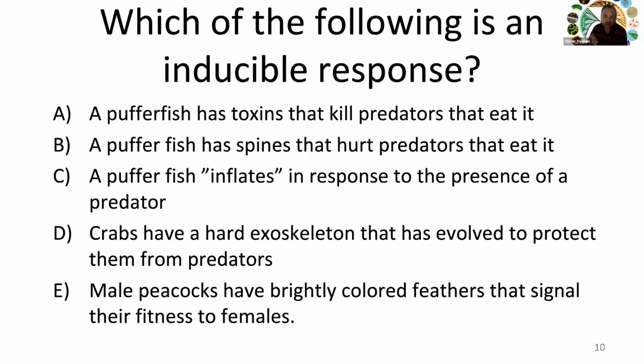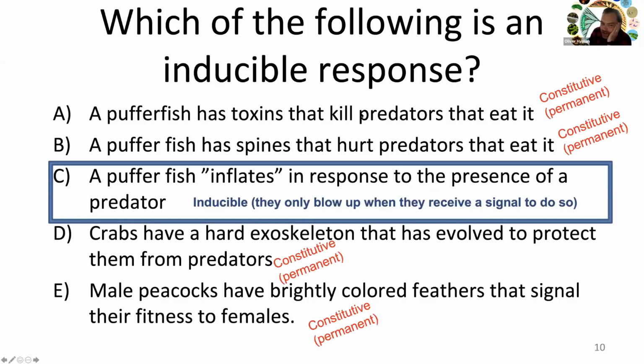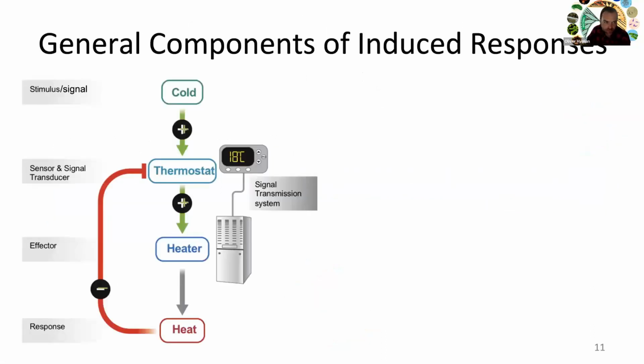Okay, so let's try a poll question. And C is in fact the correct answer. So a pufferfish inflating in response to the presence of a predator. This is inducible. So basically they receive a light signal, they see the organism, and then they puff up in response to the presence of that predator. Whereas all the rest of these are examples of constitutive or permanent responses. They're permanent traits that have evolved over many, many generations. All right, it seems like you guys get this stuff.